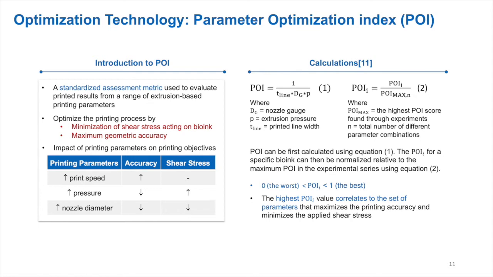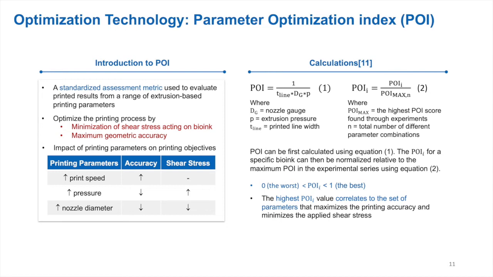Parameter optimization index, which is a standardized metric, can be used for our design to evaluate the printed results based on the printing parameters. The index works by simultaneously minimizing the shear stress acting on the bioink and maximizing the printing accuracy. Here is a table describing the impact of printing parameters on our printing objectives. We can see that when the applied pressure increases, so does the shear stress, which causes more damage to our cells, leading to lower accuracy.